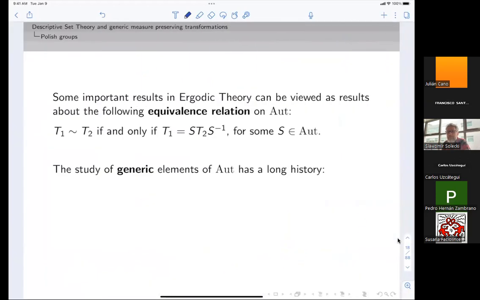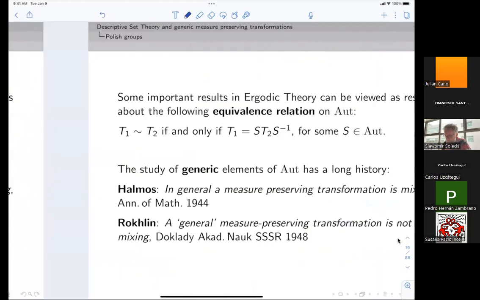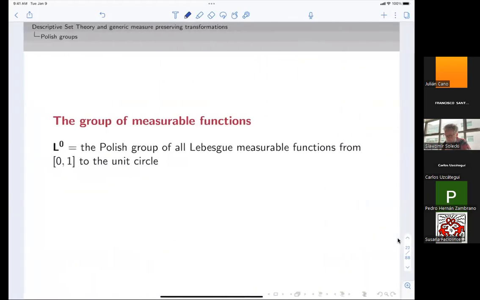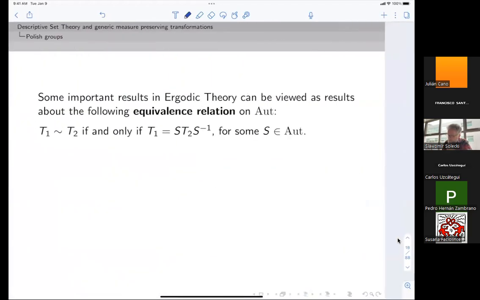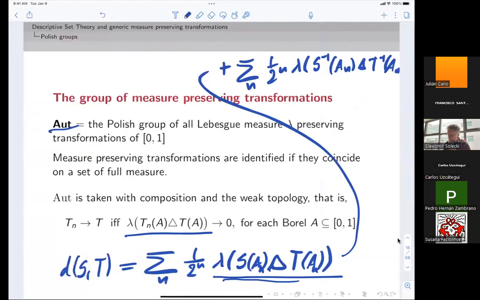In this definition, the symmetric difference is a meager set, really? No. Here. Yes. Are you talking about this? No, this symmetric difference, Tn of A, different symmetric difference Ta.